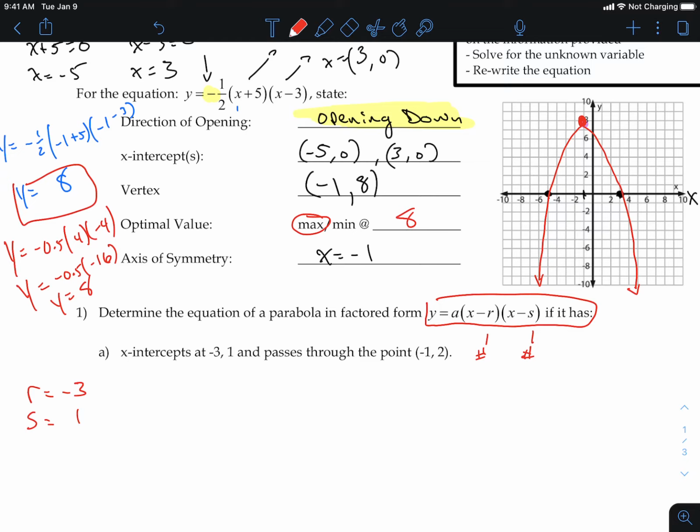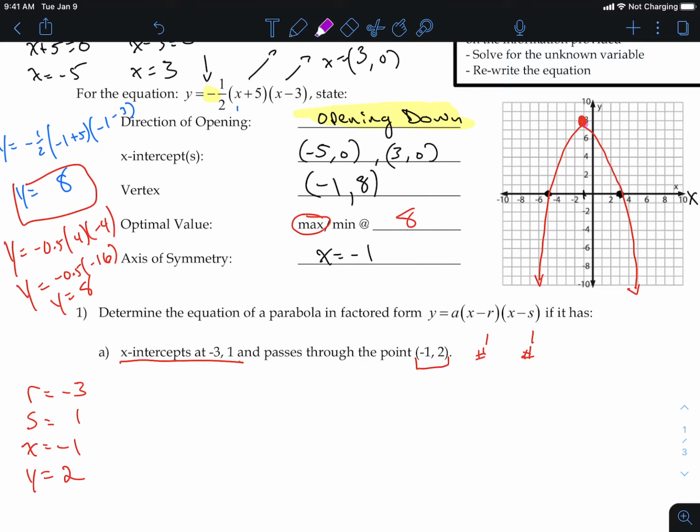Can everybody see what's going to happen from there? And why that is the way it is, right? R and S are the x-intercepts. Tells you that. Now, I'm going to keep going here. It also tells me that the graph passes through this point. What does every point always have? Yes, Retta? An x value and a y value. X equals negative 1. Y equals 2.